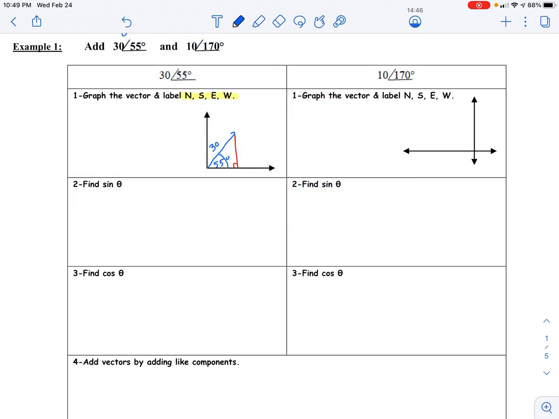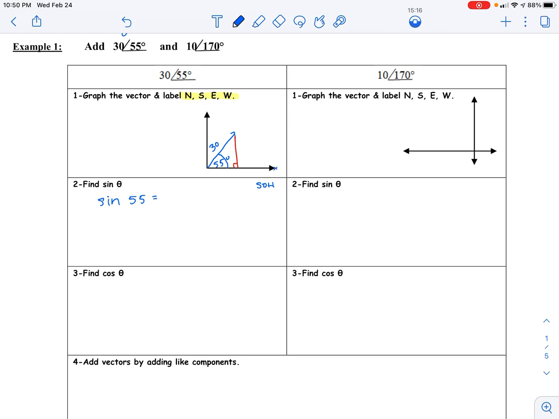We have that drawn. Now in step 2, we're going to find the sine of the angle. Sorry, I said that wrong. Find the sine of the angle. So we're going to find sine 55. Okay, so let's figure this out. Sine is, I'm going to write over here, always opposite over hypotenuse. So let's go back up to the graph here and let's label each side.